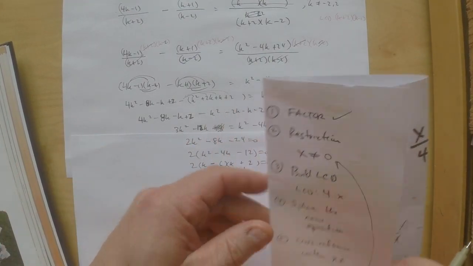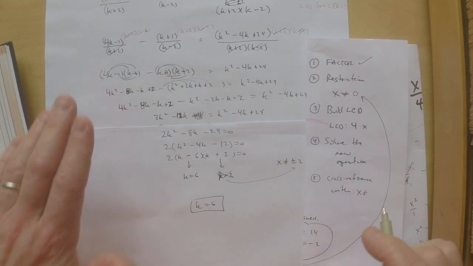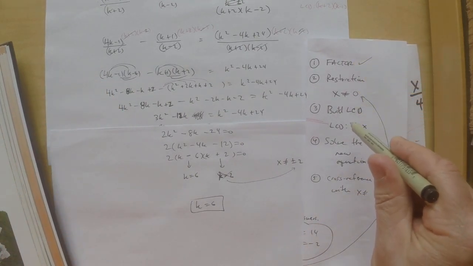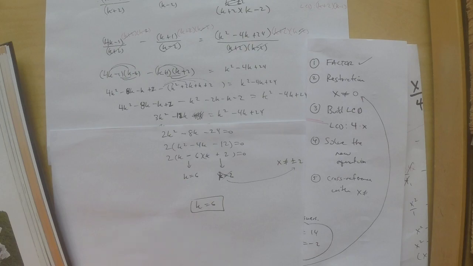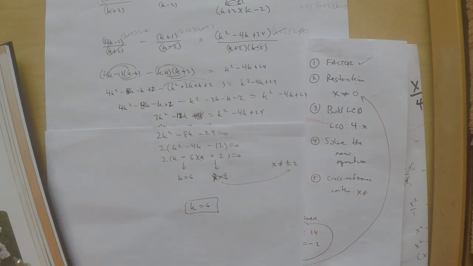So, recapping the steps, and again: factor, restrictions, build the LCD, multiply all your numerators, destroy your denominators, solve the new equation, quadratic or linear, and then cross-reference it with your restrictions. And then that is it.